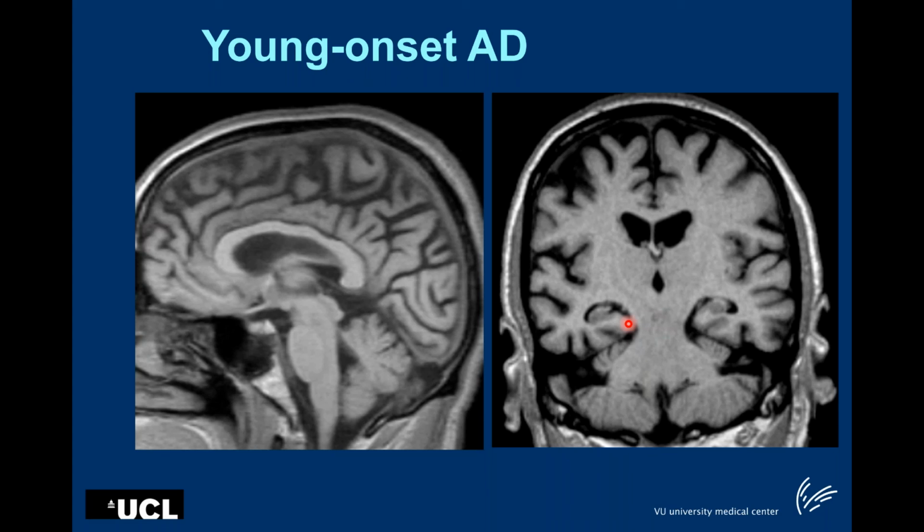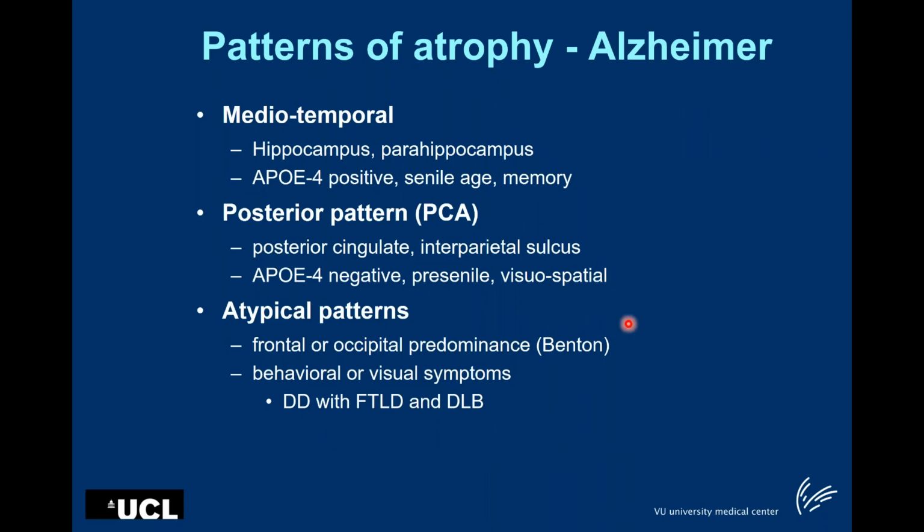So the clinical picture is different, and the atrophy pattern tends to be different in younger patients. There's a medial temporal typical pattern of Alzheimer's, usually in older patients who are ApoE4 positive and have memory problems. And then you have a posterior pattern, posterior cortical atrophy. It's also a clinical entity with visual spatial disturbances, and often younger patients who are ApoE4 negative and have involvement of the parietal lobe.